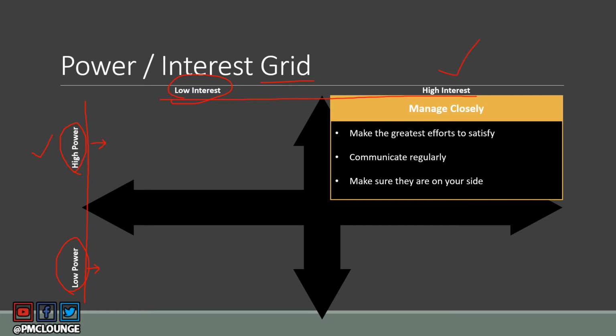So what do you do with such stakeholders? You need to manage them closely. You need to make greatest efforts. Note these two words down. You need to make the greatest efforts to satisfy stakeholders that have high interest and high power in your project. You need to communicate with them regularly. You need to make sure that they are on your side at all times. So these are the stakeholders that you're going to spend most of your time on managing closely.